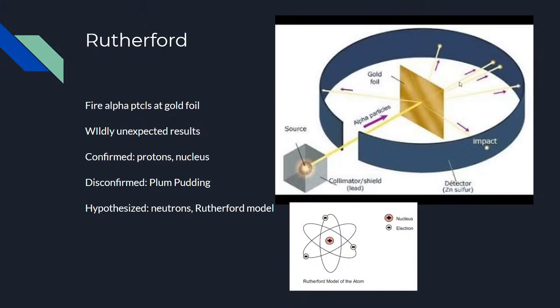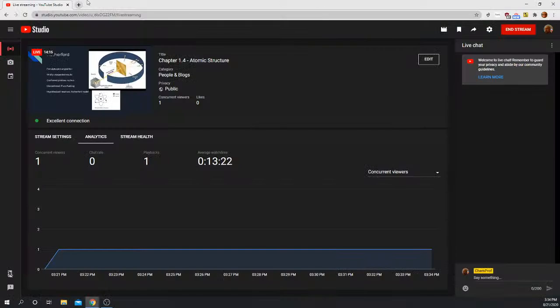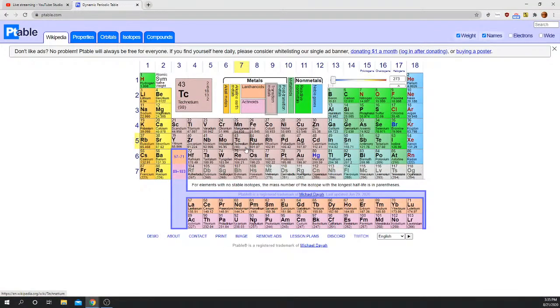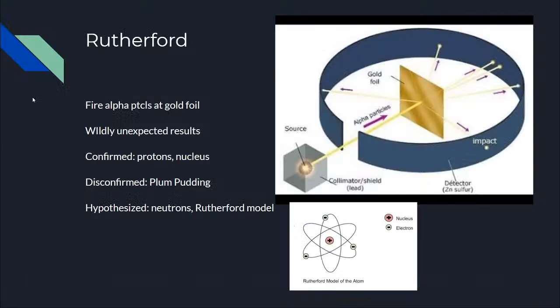This was surprising because gold is a very heavy element. Let's go ahead and bring up our periodic table. ptable.com, here's gold. Okay, 197 atomic weight. Compared to helium with 4, or hydrogen with 1. So gold is fairly heavy. He was expecting to find some sort of result. He wasn't necessarily expecting no result. He wasn't expecting most of them to go straight through as if the gold wasn't even there.